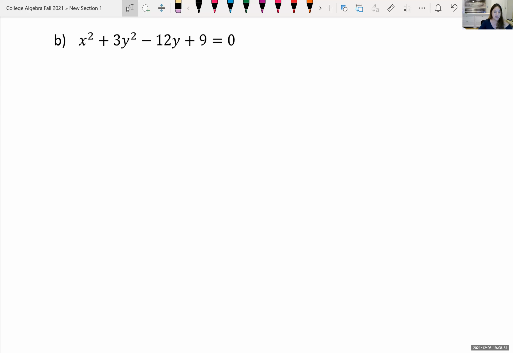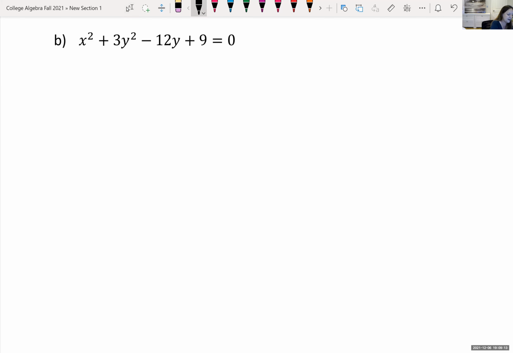Okay, so the next one I can tell is an ellipse right away because we have an x squared, a y squared, and the numbers in front of the x squared and the y squared are different, but they're both positive. They're both the same sign. If they were opposite signs, then it would be a hyperbola. So I already have them grouped.